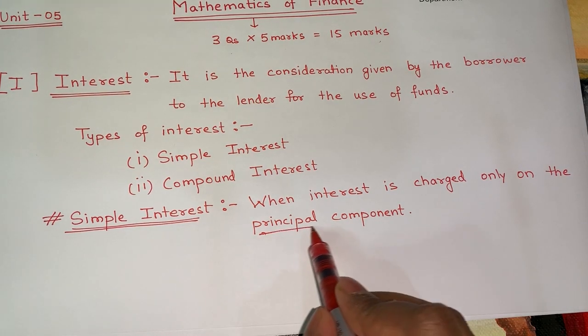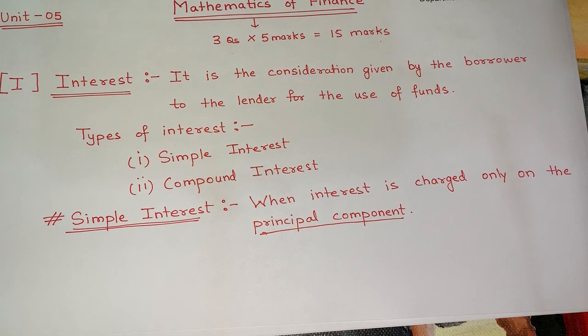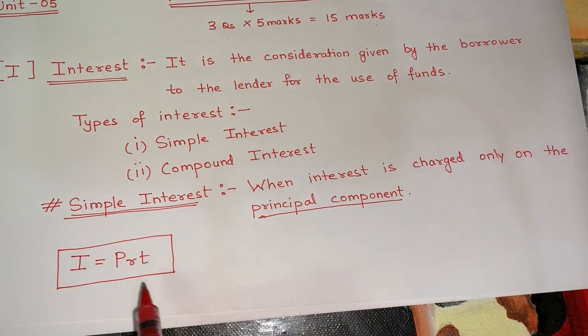Now, what is the principal component? When we talk about principal component, we are talking about the money which the borrower has actually taken from the lender. So the formula for simple interest is P into R into T, where P stands for principal, R stands for annual rate of interest, and T stands for time.